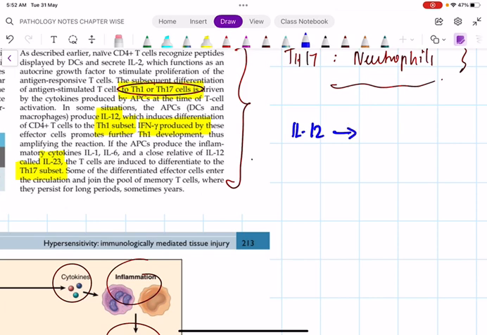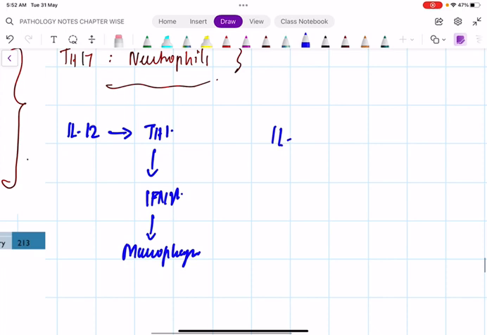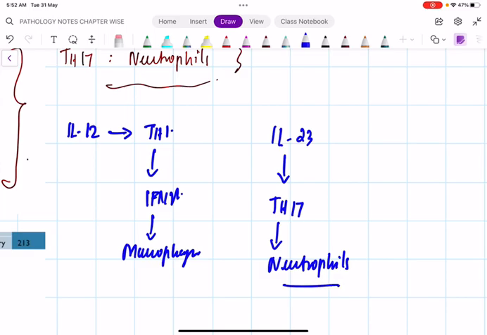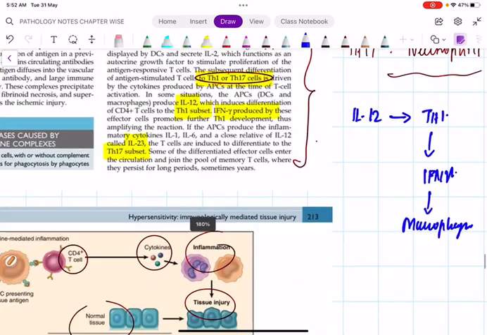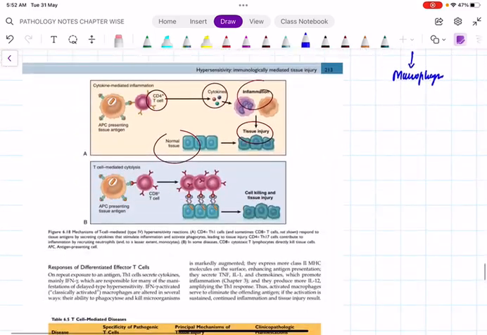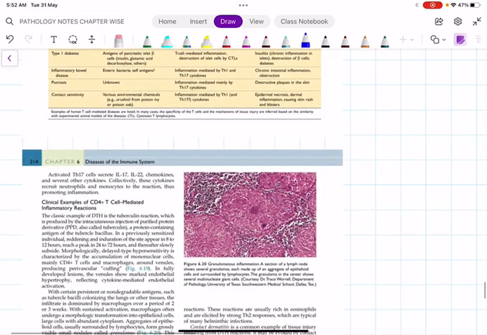Interleukin 12 will activate T helper 1 cells. T helper 1 cells produce interferon gamma, which activates macrophages. Similarly, interleukin 23 will activate T helper 17 cells. This will cause neutrophil activation. So that is the mechanism. This is how CD4 plus T cells work.